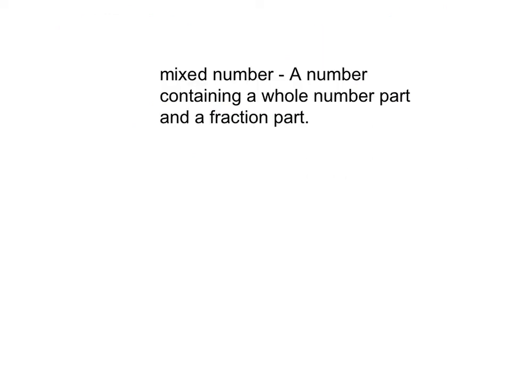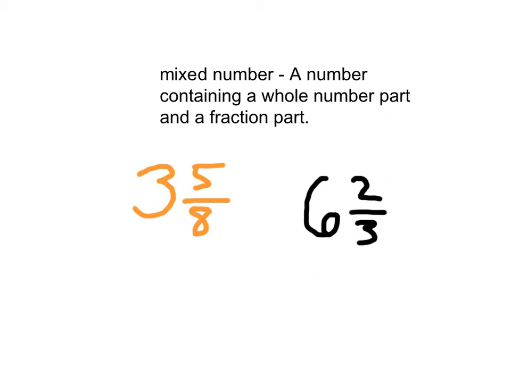Here's your definition for a mixed number. It's a number containing a whole part and a fraction part. So 3 and 5/8 is a mixed number. Take a moment to copy that definition down for yourself and write a couple more examples of a mixed number. Your fractional part has to be such that the numerator is less than the denominator. Those are all mixed numbers.